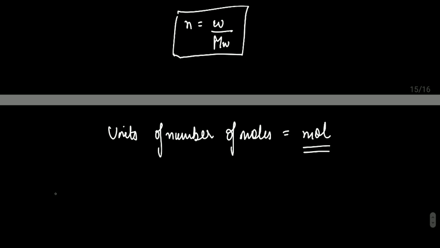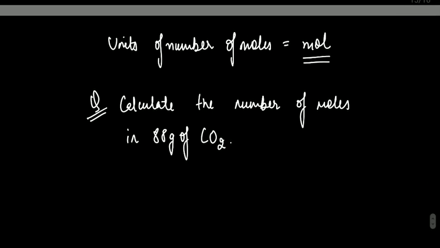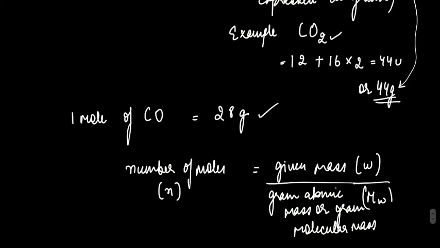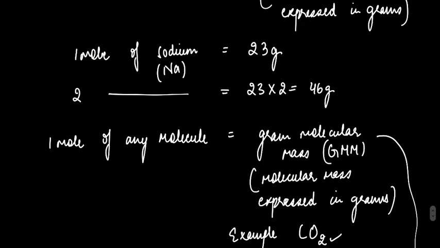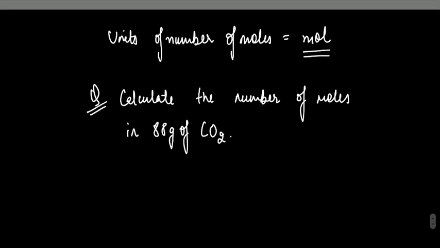So if we have to do one question: calculate the number of moles in 88 grams of carbon dioxide. I'll do it in both ways. The unitary method, like 1 mole has this much, 2 moles will be what? The crisscross method. Or you can do it with the formula. So calculate the number of moles in 88 grams of carbon dioxide.